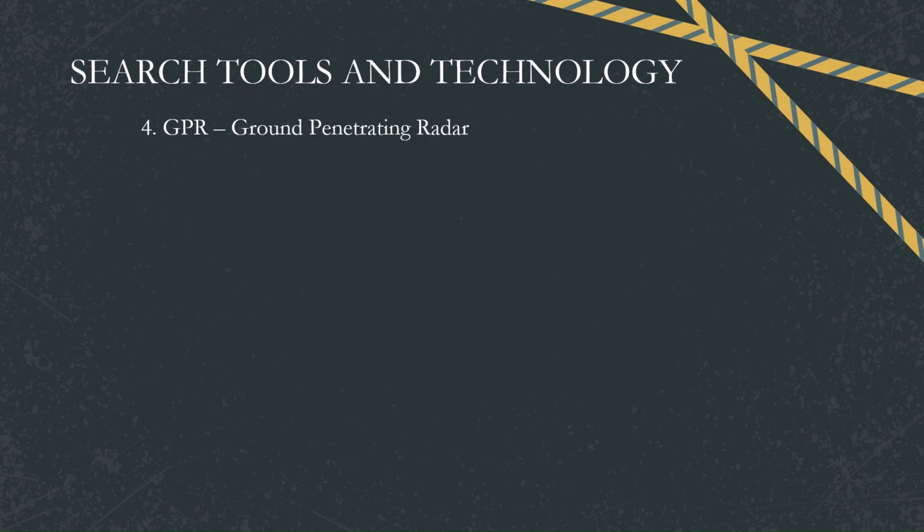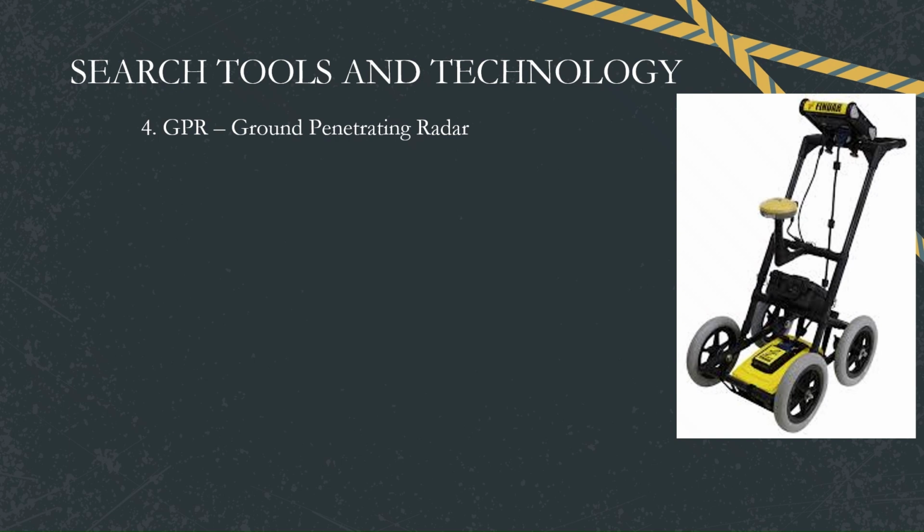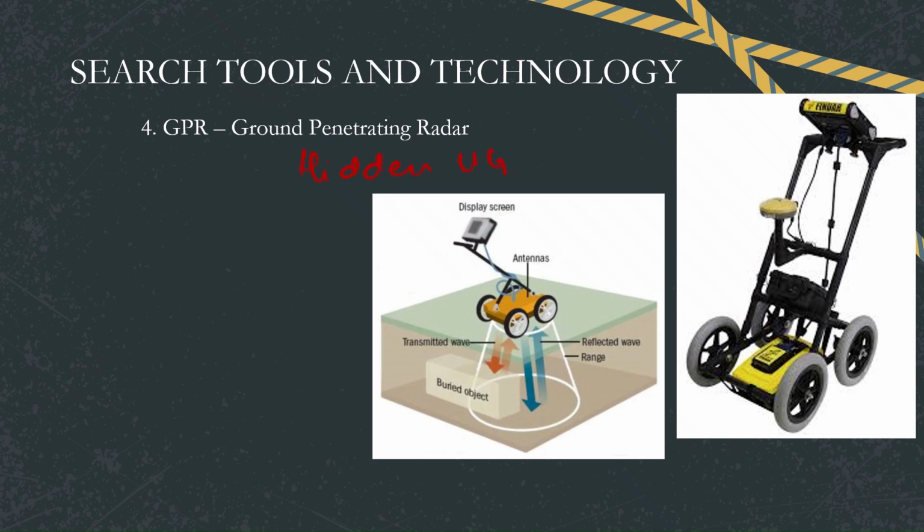Then the fourth one is GPR, which stands for ground penetrating radar. Now, this is used for below the surface materials. GPR is used when investigators suspect that something is hidden underground. It could be a body, it could be a weapon which is wrapped in plastic, or a container with evidence which is deliberately buried to avoid detection. Now, the working of GPR is based on radar waves.